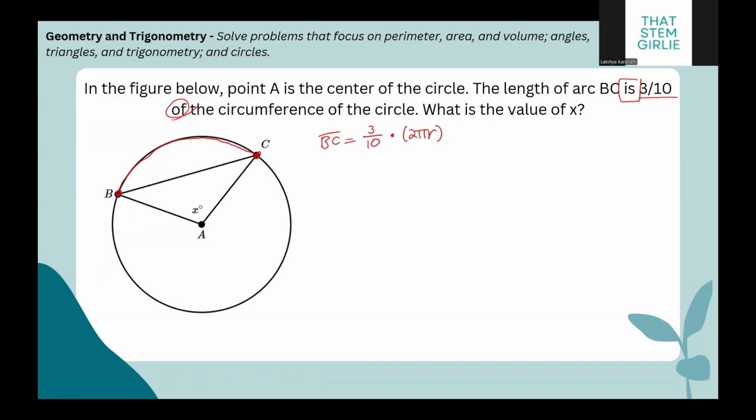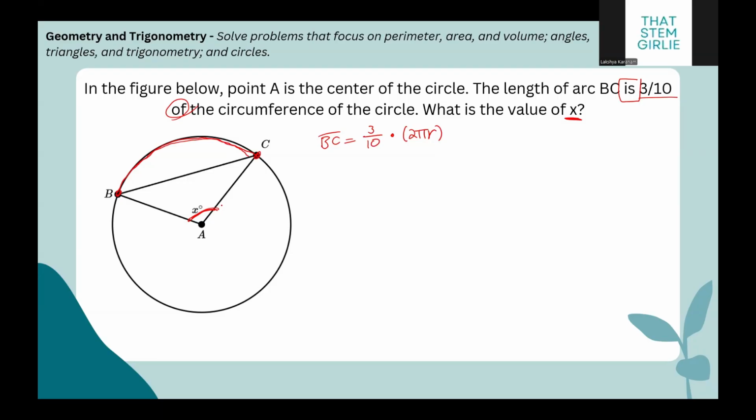Okay. But what we want to find is the value of x, which is this angle here. The angle of A is x degrees. It's also important to notice that it is in degrees. So this is one of those relationships that you just need to know, right? It's basically a proportional relationship. The proportion of the total circumference that the arc length is, is the same proportion as the central angle, which is what x degrees is, to the total number of degrees in a circle, which is 360 degrees.